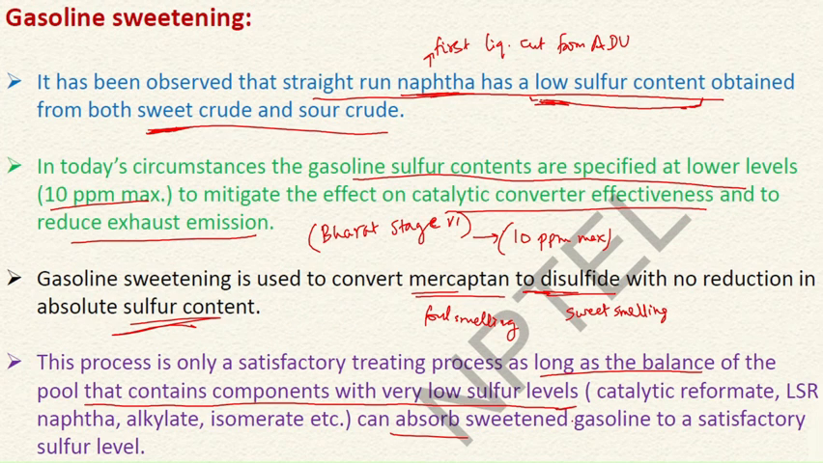So what is the gasoline pool? This gasoline is produced from different sections of a refinery. We get gasoline from the catalytic reformate, from naphtha, from alkylates from the alkylation unit, and isomerate from the isomerization unit. We get gasoline from these different units, and all these gasolines are blended into a single unit, which is basically called the gasoline pool.